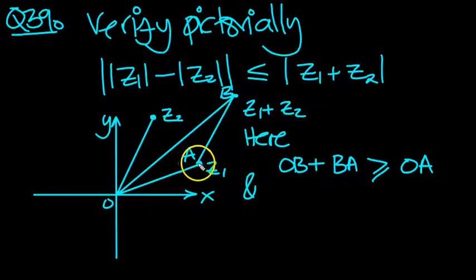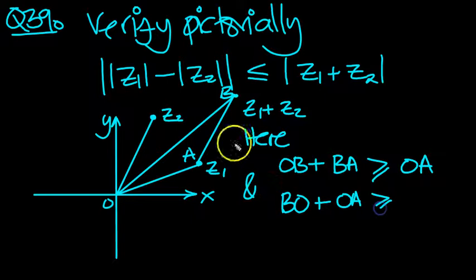What about the other two? So what about BO, the length BO, plus OA? That's always going to be bigger than those two sides. It's going to be bigger than AB, isn't it? The length of AB. We put equals because of the collinear special case, when they're collinear.